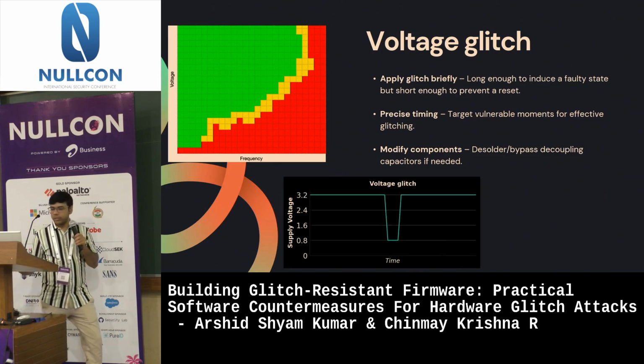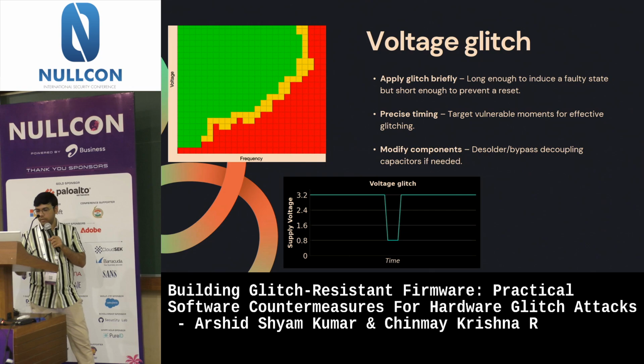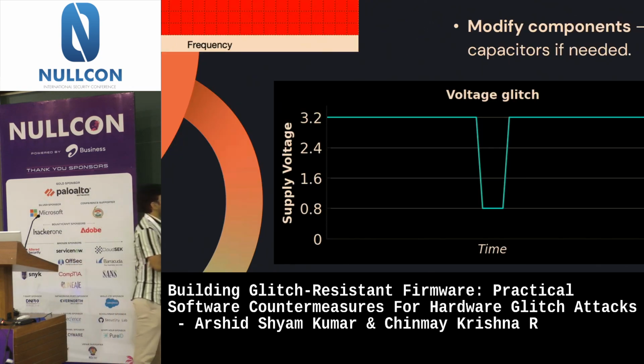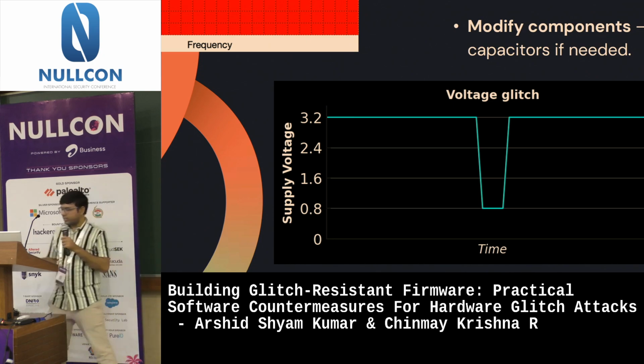If you see this, let's say you have a 3.2 volt IC or device. The glitch is something where you maybe drop it to 0.8 and not more than that. Something of this range we are talking of. Then what happens to the processor when it wants to execute some instruction?